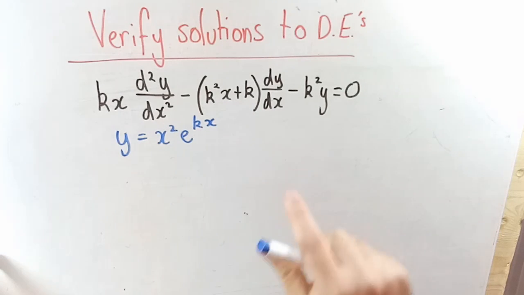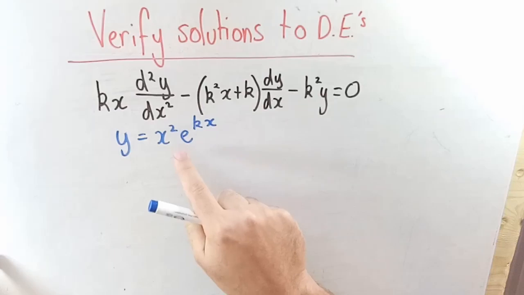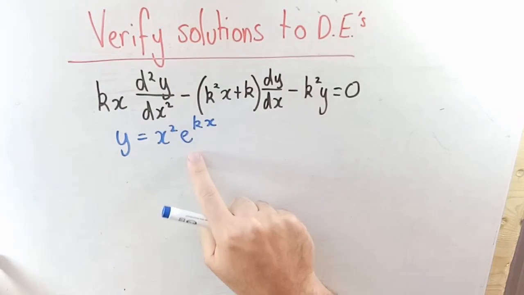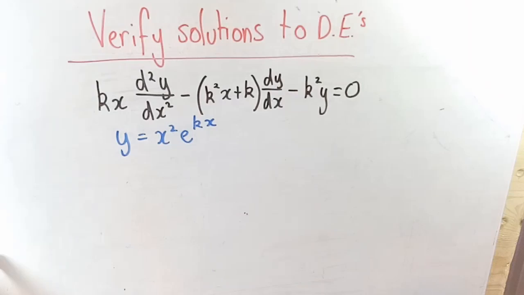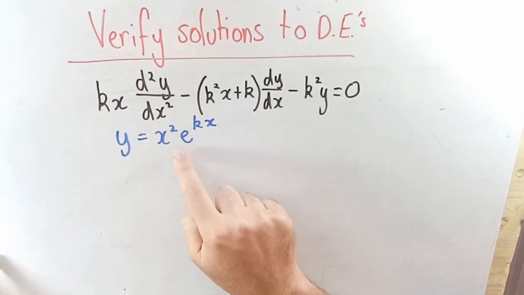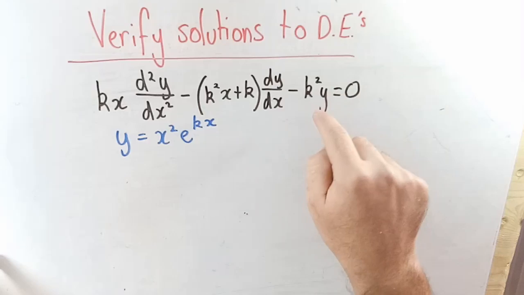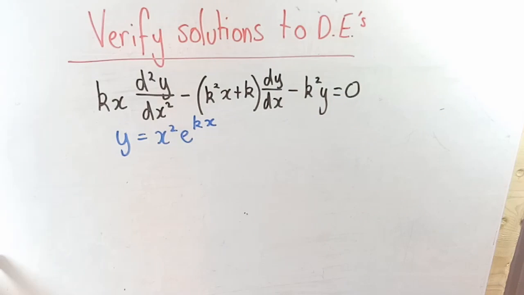We're not actually going to solve this one to find what this is. What we're going to do is just verify that this is actually the solution. So we're going to take two derivatives of this, and then substitute them into this equation to show that it equals 0. This just takes a whole lot of legwork to work out. So let's have a go.